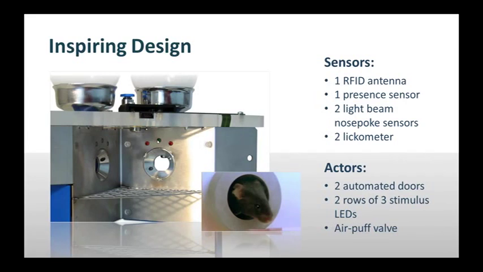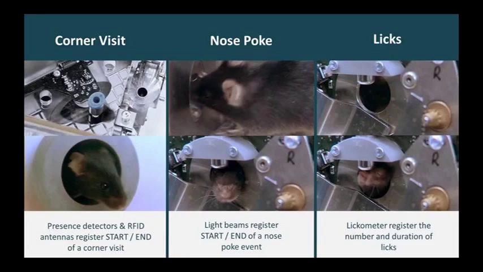3 LEDs placed above the nose poke unit can be used to provide visual conditioning stimuli. The air puff can be used for negative reinforcement, similar to a foot shock in classical conditioning experiments. So taken together, the IntelliCage can measure the number of visits, the number of nose pokes, and the number of licks separately for each mouse of a group of mice using the RFID technology.